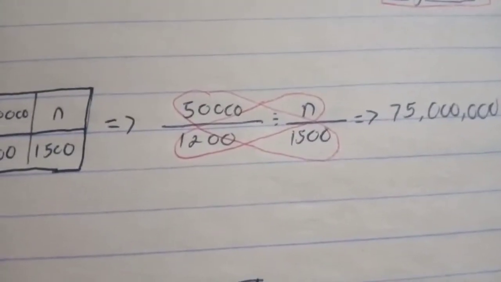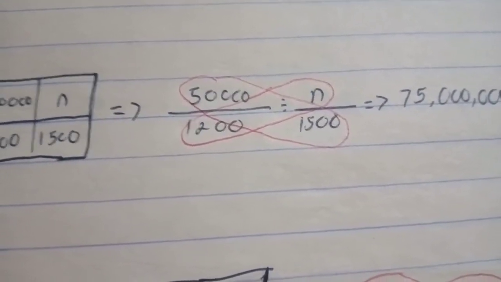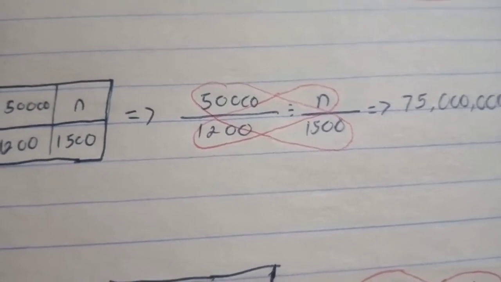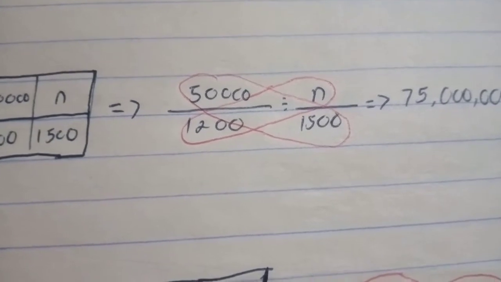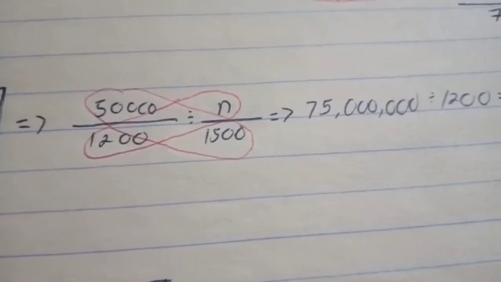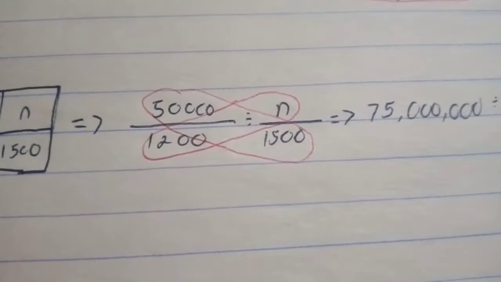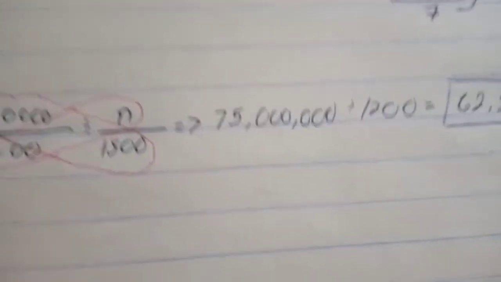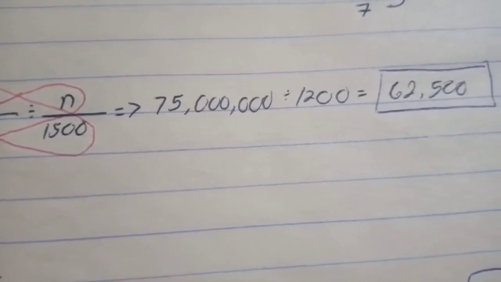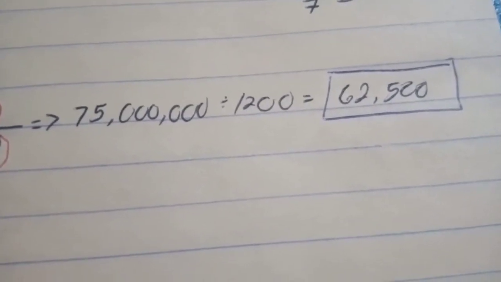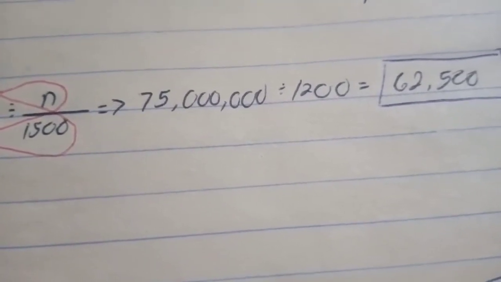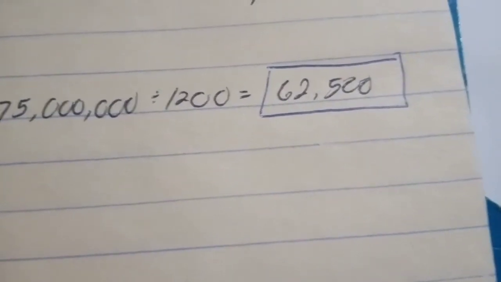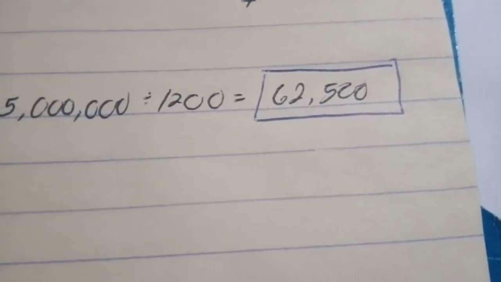I then set up the proportion, which is 50,000 over 1,200 equals n over 1,500, and then use cross multiplication. By 50,000 multiplied by 1,500, we will get a total of 75 million, and 1,200 multiplied by n is 1,200n. We will then get a result of 62,500 if we divide both of these numbers. So meaning that the assessed value of a property if the tax is 1,500 is 62,500.